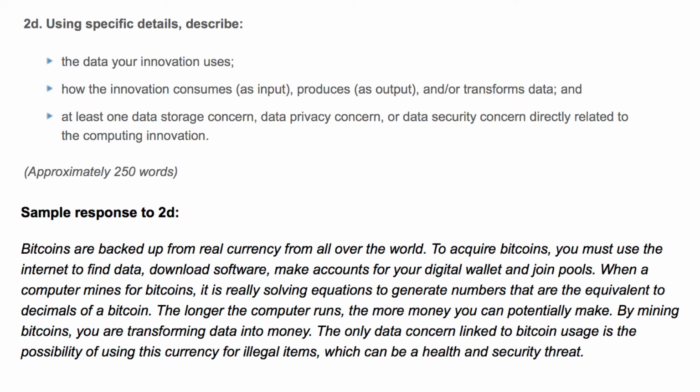So we're looking for rows 5, 6, and 7. Did they talk about what kind of, no, I'm sorry, rows 6 and 7. 3, 4, and 5 deal with harmful and beneficial effects on society. This is rows 6 and 7. Did they talk about the type of data that's used and how it's consumed, produced, or transformed? And did they talk about a data security concern or privacy concern and connect it to the innovation itself?